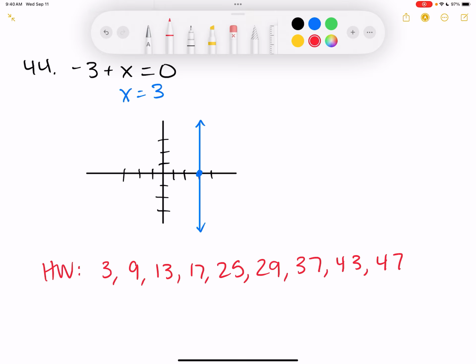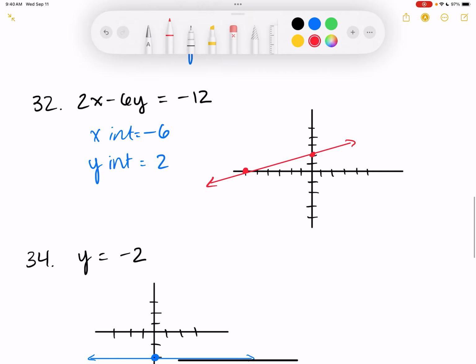On the problems that say to graph the equation and label any intercepts, you don't have to go to the graph and label the intercepts, like this is the y-intercept. You can just write them like this and then just plot the points.